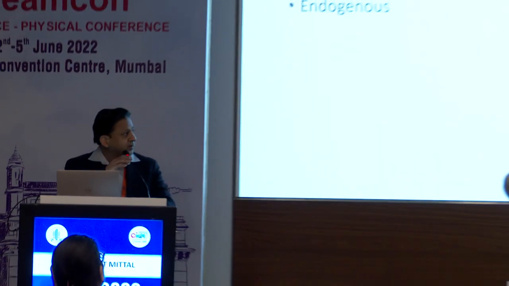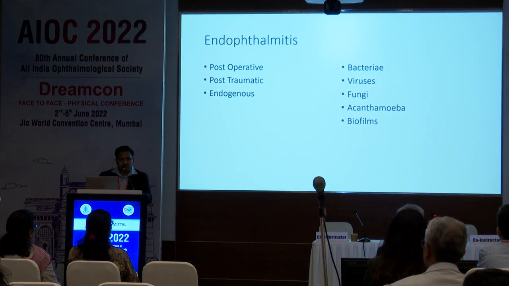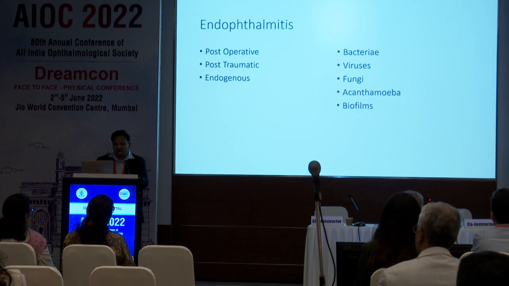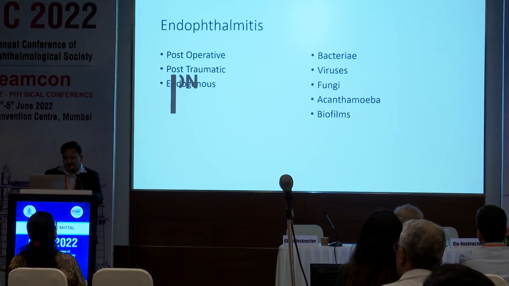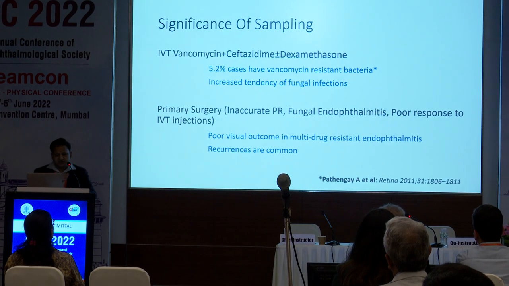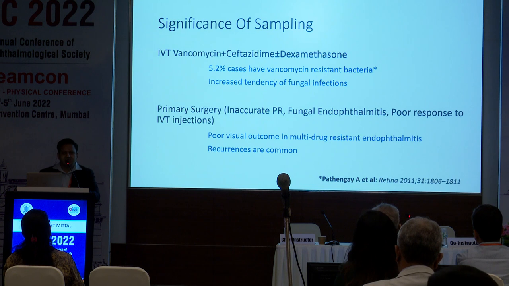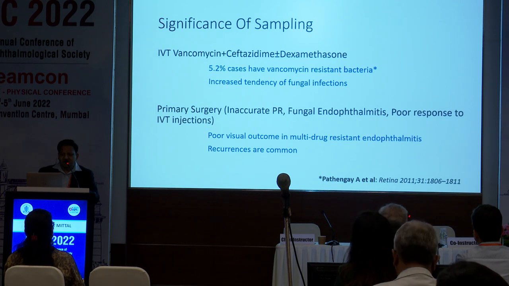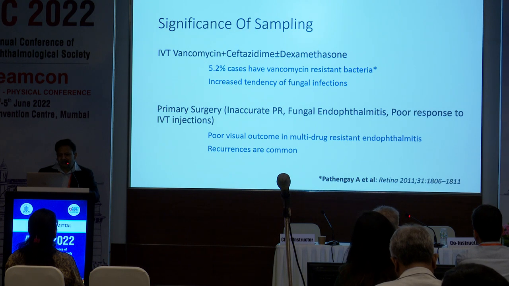Endophthalmitis can be post-operative, post-traumatic or endogenous, and it may be due to bacteria, viruses, fungi, acanthamoeba, or even biofilms. Why is this important? Ultimately, we are going to give an injection of vancomycin and ceftazidime in all these cases. But it is important because almost 5% of cases have vancomycin resistance, and primary surgery is indicated when intravitreal injections fail. Recurrences are very common, and visual outcome is poorer in many cases.